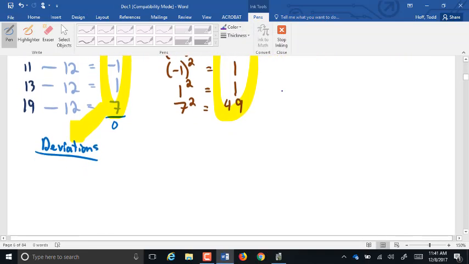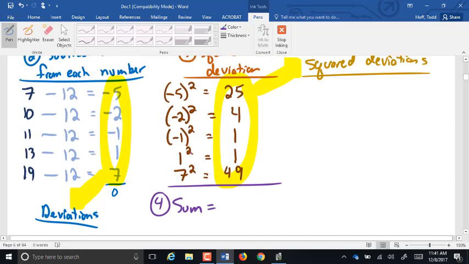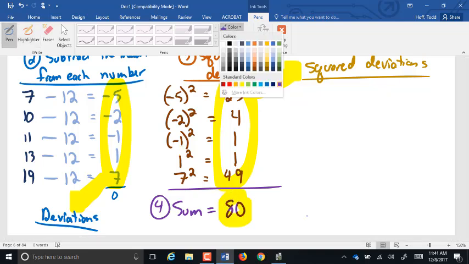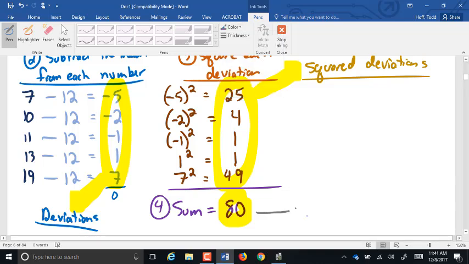Step 4. Find the sum. So I literally add those up. I get 80. You're going to love this name. This is referred to as, real creative here, the sum of the squared deviations. Aren't those math folk creative in how they name stuff?